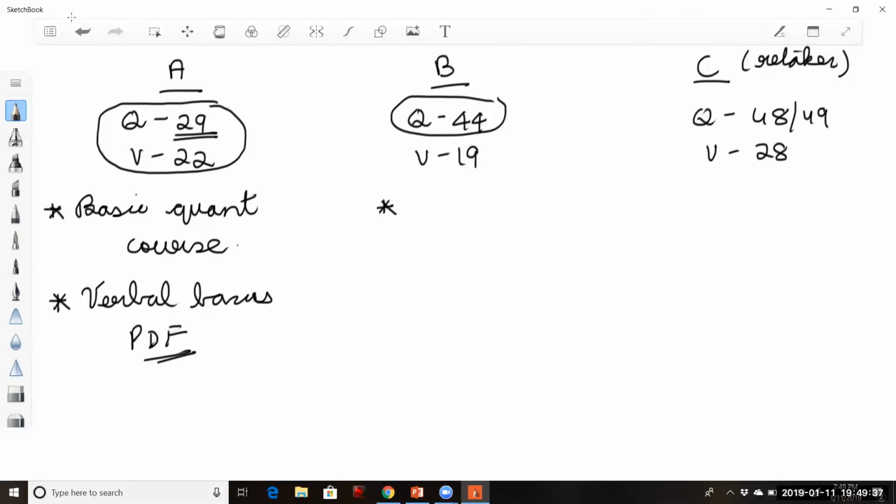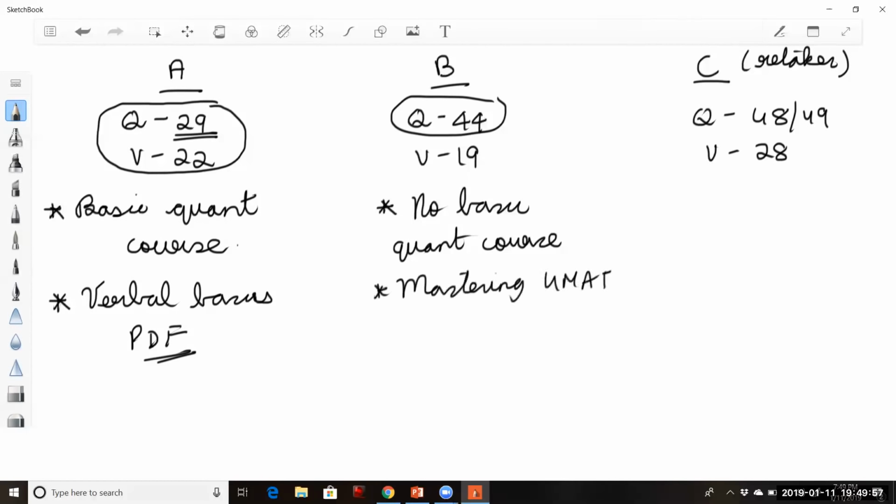In this case, I wouldn't recommend going through the basic quant course. Don't waste your time on going through this course because your basics are pretty much up there. Okay, so you can start directly, right? Start directly with the mastering GMAT quant course. Got this? So I see a question out there.